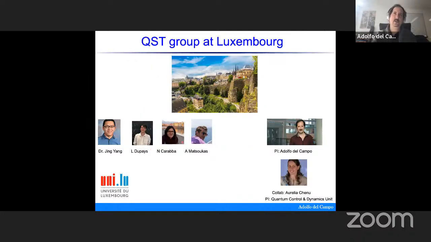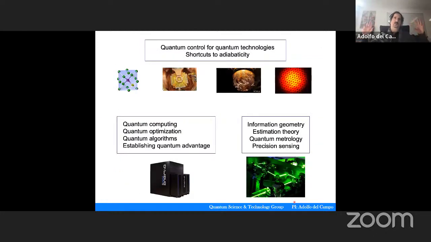So, just a quick picture to show the current group now in Luxembourg. It's Jing Yang, a postdoc, and 3 PhD students. And I work closely as well with the group of Aurelia Chenou, the so-called quantum dynamics, quantum control and dynamics group. And as Sigmund said, just to give a bit of an idea, we not only do the part of quantum annealing, which I will cover in this talk, but also work on quantum control, on information geometry and quantum metrology, and other parts which maybe are closer to math, such as integrable systems and strongly correlated systems and so on.